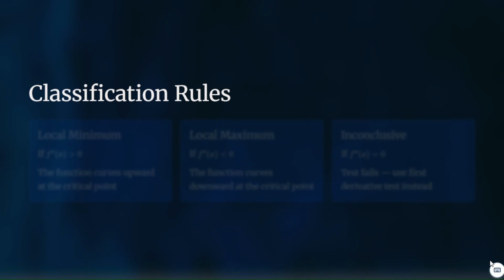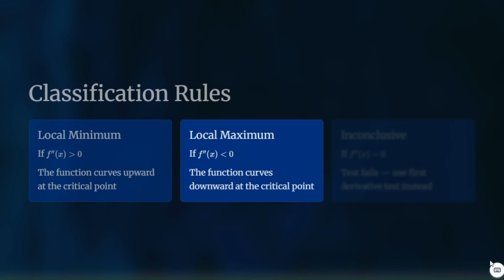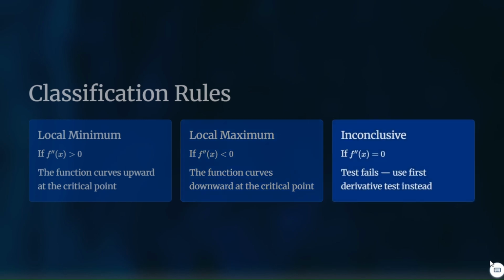Here are your classification rules. A local minimum occurs when the second derivative is greater than 0. That is, the function curves upward at the critical point. If the second derivative is less than 0, you'll have a local maximum. That is, the function curves downward at the critical point. And if the second derivative is equal to 0, then the test is inconclusive. You'll need to use the first derivative test instead, and you can look at our lesson on the first derivative test in the link above.